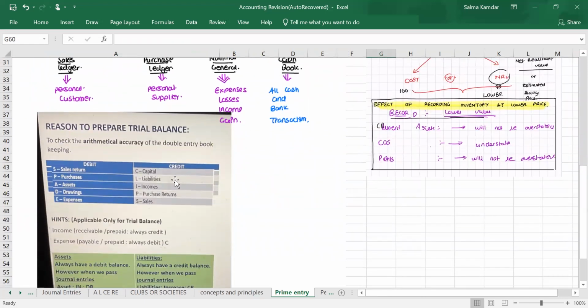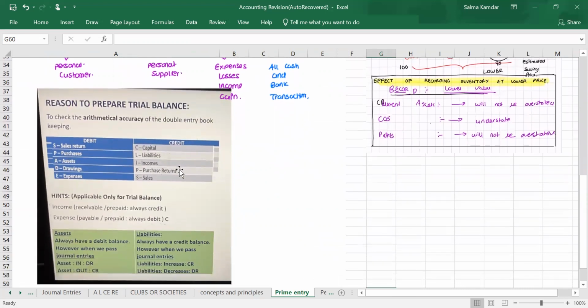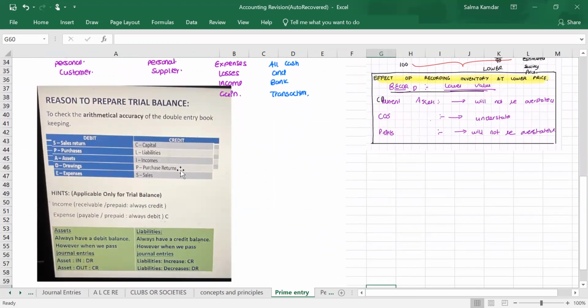Yes. Okay. How do you prepare a trial balance and what is the reason to prepare a trial balance? To reduce the errors you get. You prepare a trial balance to reduce errors? I mean, if there are any errors, you remake it, right? No. To check the arithmetical accuracy of the double entry bookkeeping system.